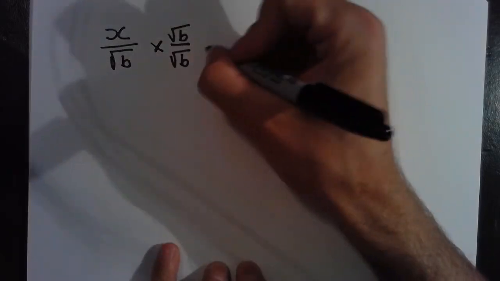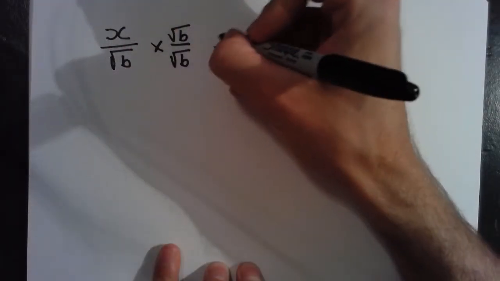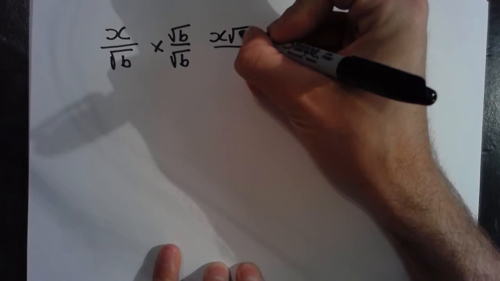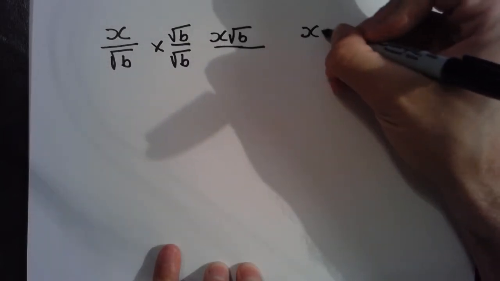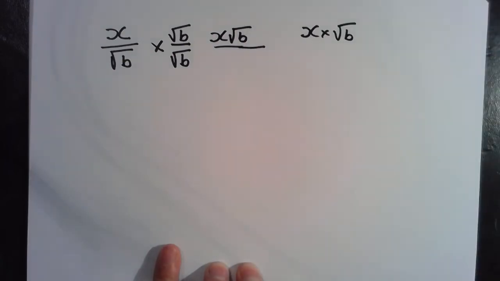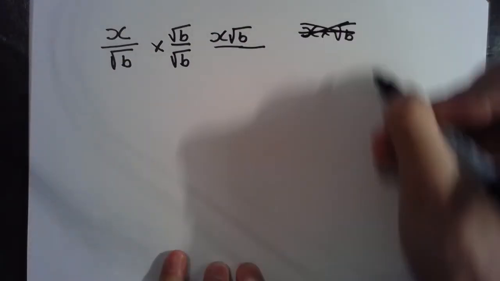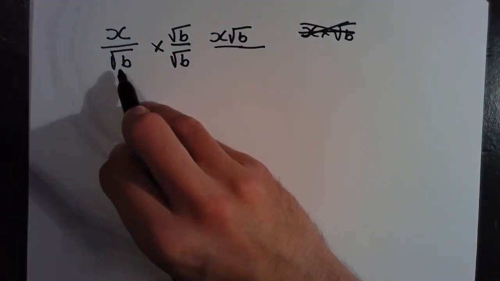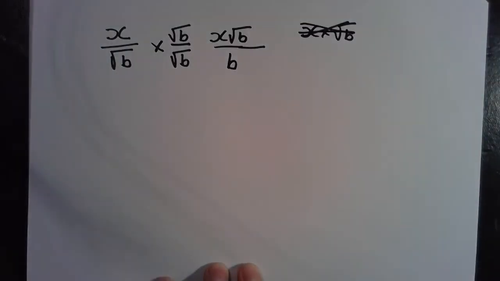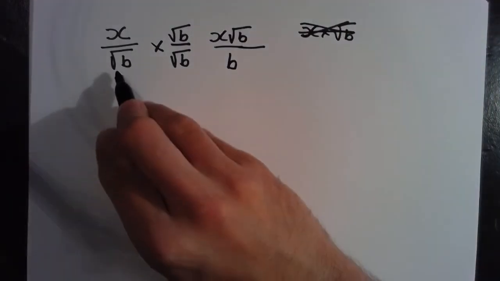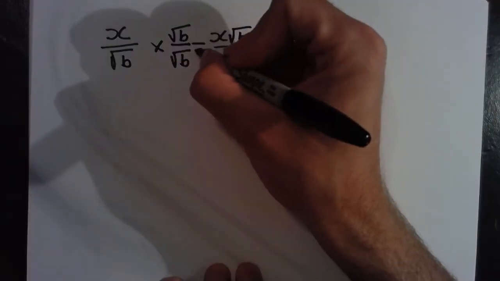However, it changes our fraction, because then we have x multiplied by the square root of b on top, which we just write like this. Of course you can write x times the square root of b, but it looks stupid and people think you're an idiot. And on the bottom, the square root of b multiplied by the square root of b is of course b. And now we have a rational fraction that has the same value as our original fraction. Put an equal sign in there.